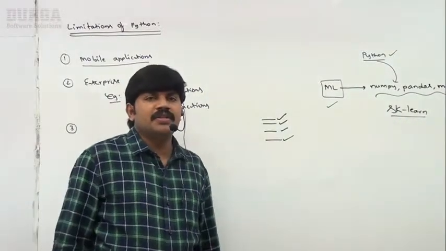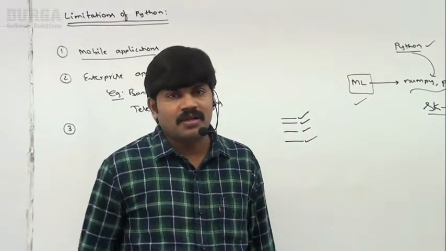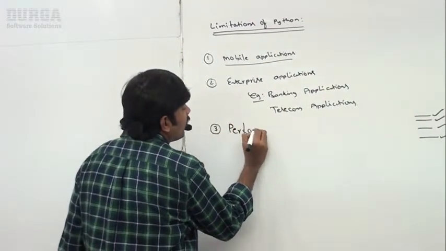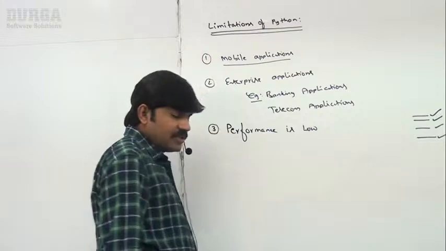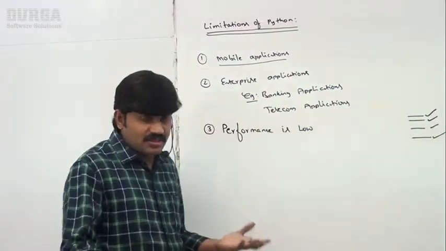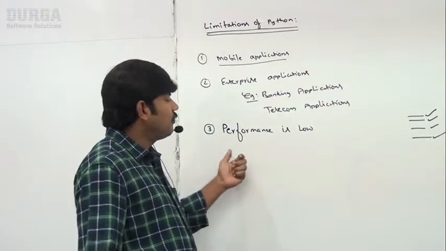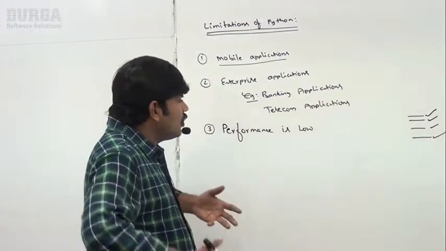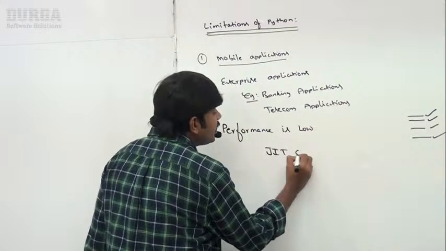Usually, interpreted programming languages are not up to the mark performance-wise. That's why performance is low when compared with other languages, because of its interpreted nature. C and C++ are too good performance-wise, but Python is not that good. Remember that.